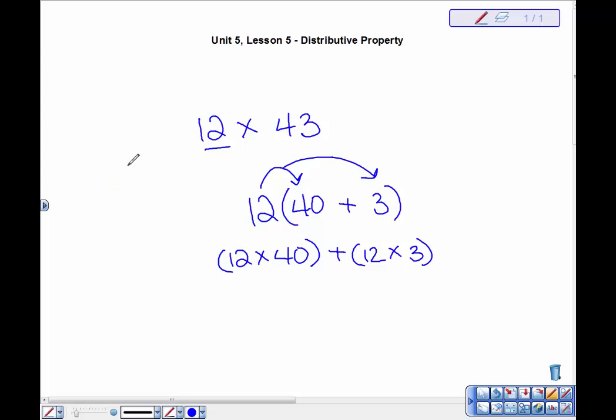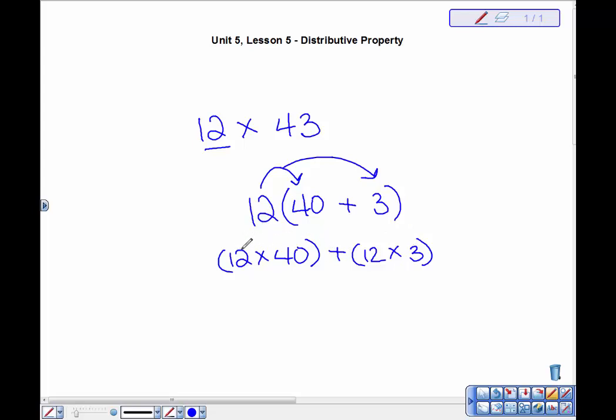So the rule with math is you always do the parentheses first. So the way I wrote this here, it tells me that I have to multiply what's in the parentheses first, multiply what's in the parentheses over here, and then add those two pieces together. So that's why I'm using the parentheses, because I have to remember that I need to multiply first before I add my other product. So I'm going to do 12 times 40.